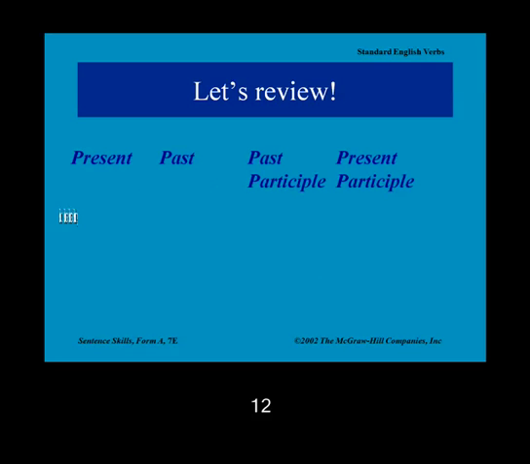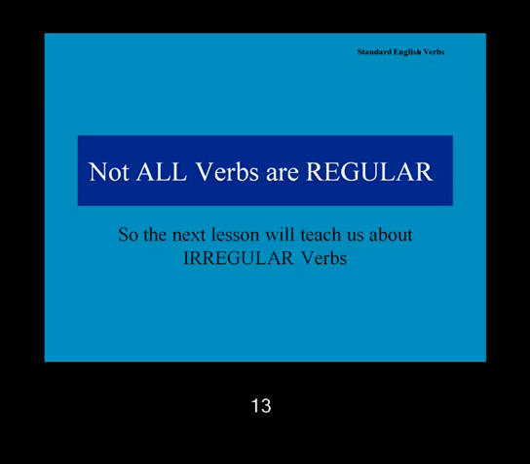So let's review. We have the present form, the past participle, and the present participle. Shout is the present form, shouted is the past form, shouted is the past participle, which always uses a helping verb, and shouting is the present participle, which uses a helping verb. Now, the fact is that not all verbs are regular. So, after this lesson, we're going to learn about irregular verbs.